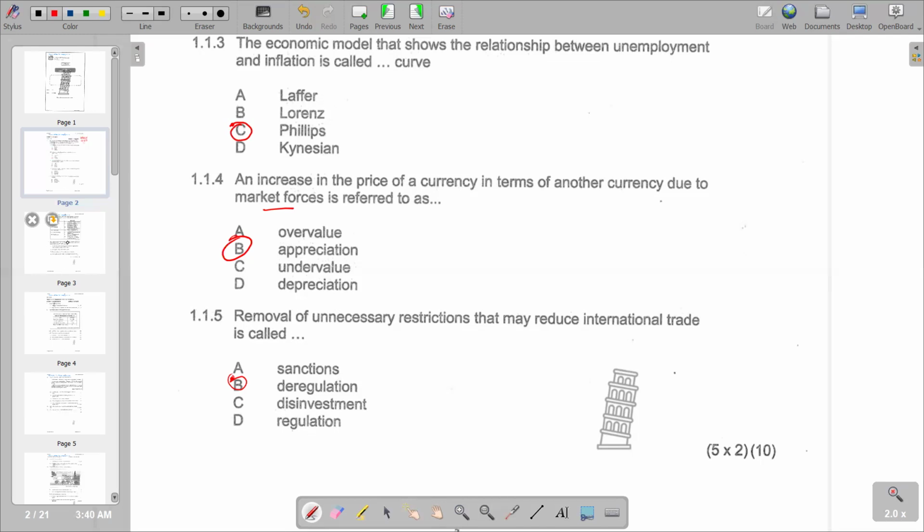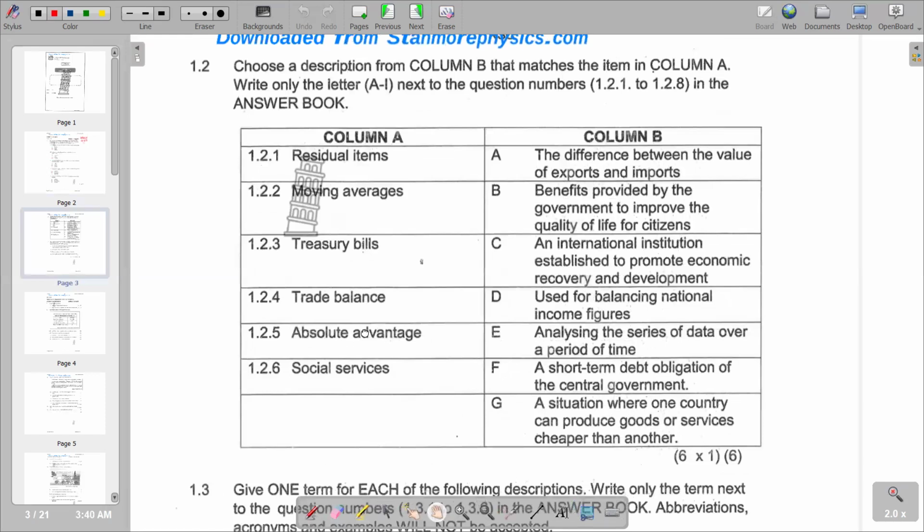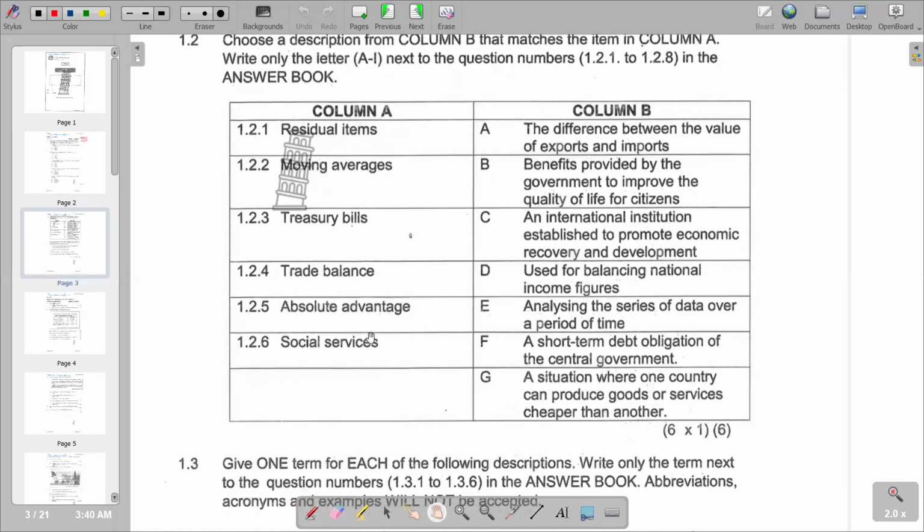Then we go to the second section of our question, which reads, choose a description from column B that matches the item in column A, and write only the letter A to G next to the question number. We have got 1.2.1 to 1.2.8. So given the first part of our question, which is 1.2.1, is residual items, and we try to see what matches the explanation that matches residual items in column B.